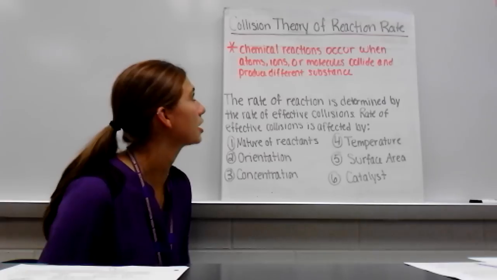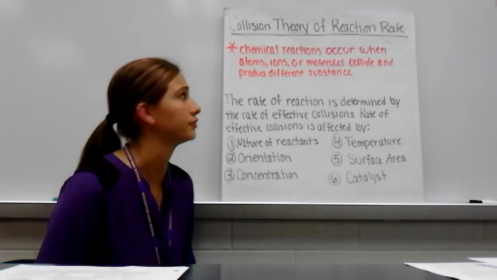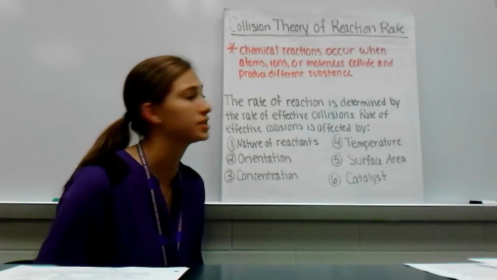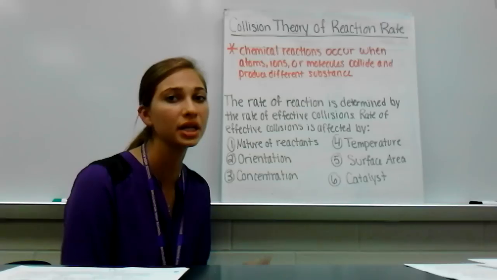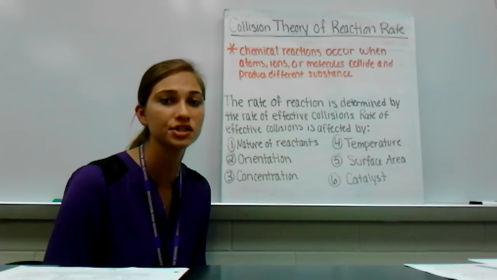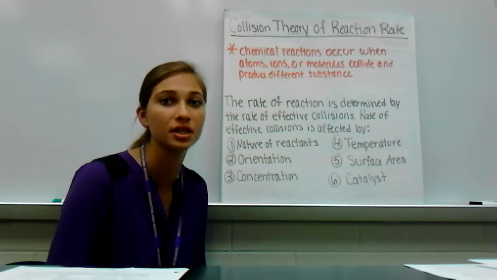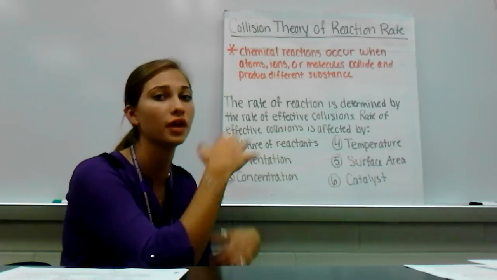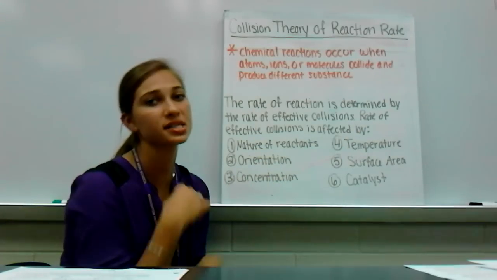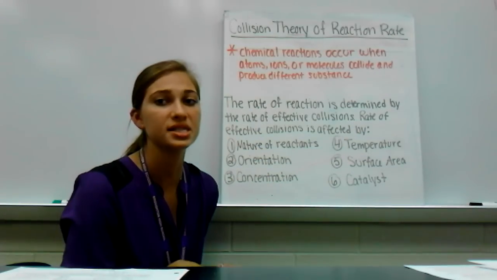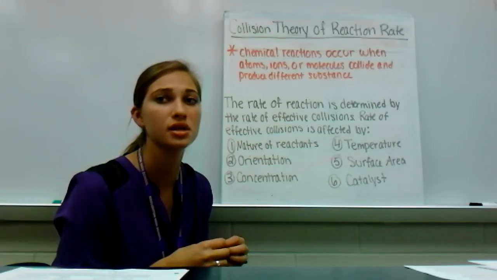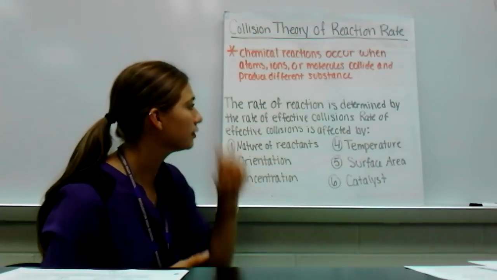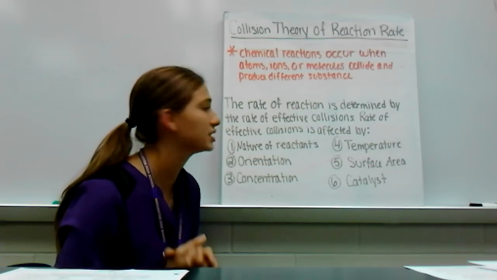Okay, so the next thing that we're going to talk about is collision theory of reaction rate. Chemical reactions occur when atoms, ions, or molecules collide and produce different substances. So something that we need to talk about is that chemical reactions only occur if collisions occur. And collisions are totally random. Particles are moving all over in gas and in liquids and solids, and the chances of those particles colliding is completely random. All right? So the rate of a reaction is determined by the rate of effective collisions.